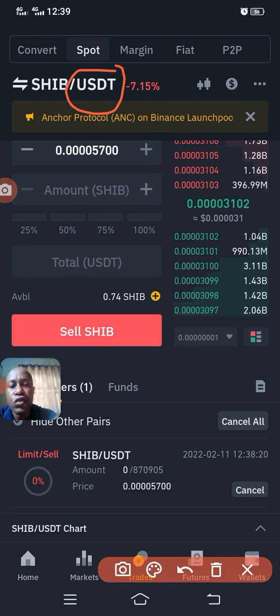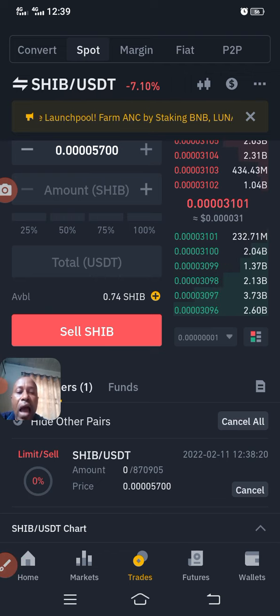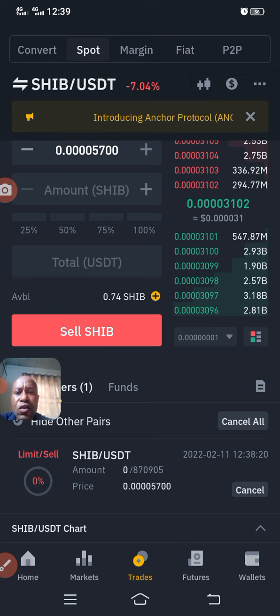And once I go to my app, under wallet, under my spot wallet, I will now see my money in USDT. So this is how you should trade using limit. You can actually also trade using instant execution. You can also cancel the order. I can actually cancel the order.